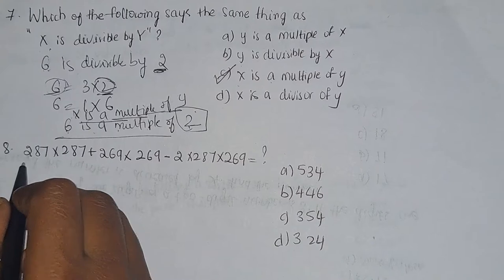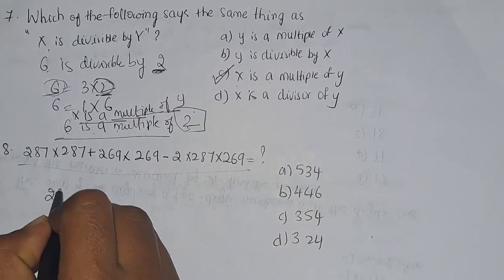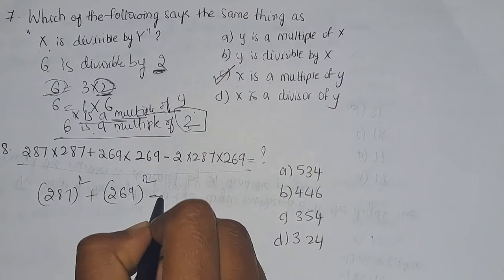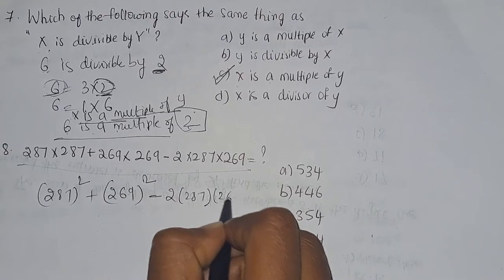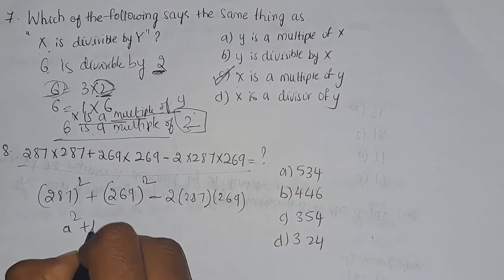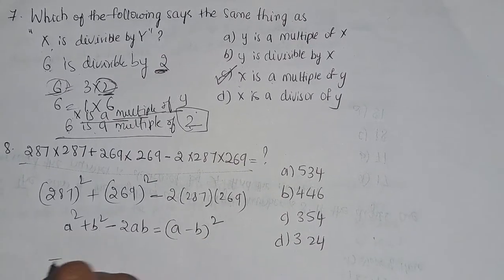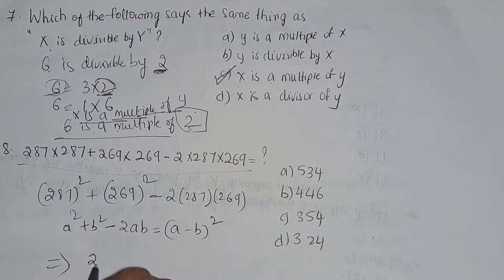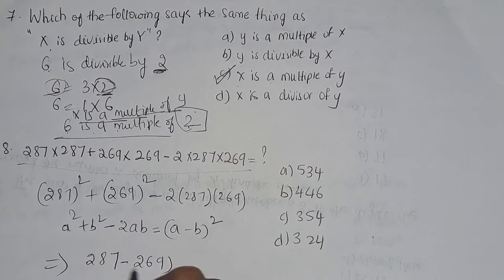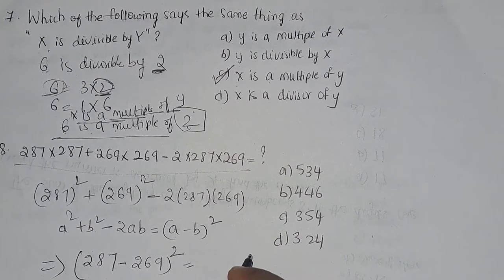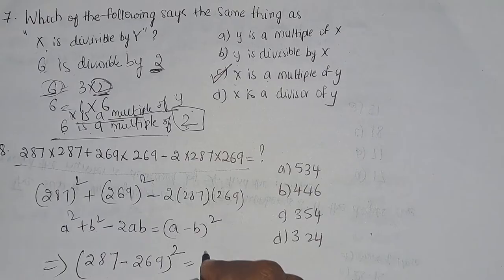And coming to the next one, if you observe this given question, you can write it like this: 287 whole square plus 269 whole square minus 2 into 287 into 269, which is in the form of a square plus b square minus 2ab, which equals a minus b whole square. So now you can write it as 287 minus 269 whole square. So what answer will you get here? What is 287 minus 269? You will get 18.